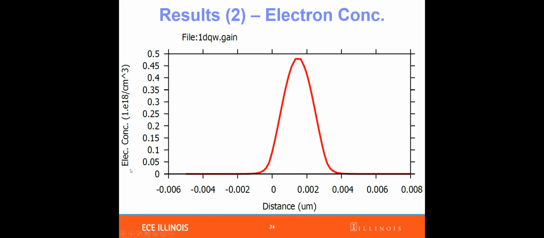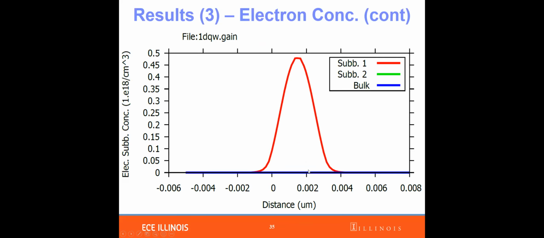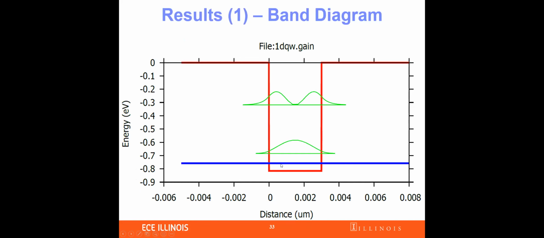Then you can show the electron concentration as a function of position. This electron concentration can be contributed from the first subband, second subband, and the bulk can also be shown. So you can see that for this blue line, the quasi-Fermi level for electrons, because the first state is very close to this quasi-Fermi level, most electrons are going to occupy this state.